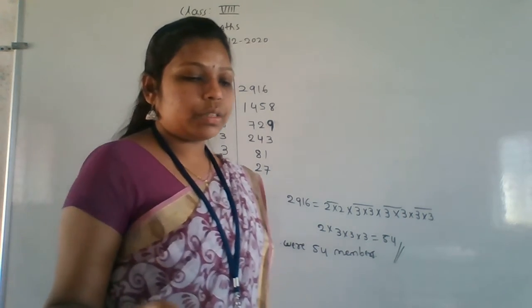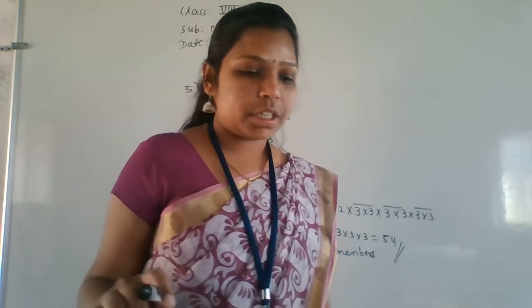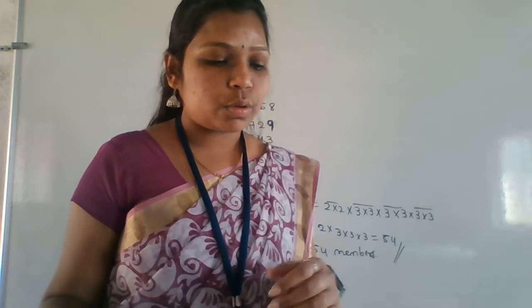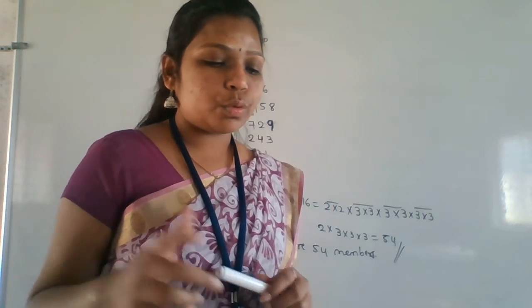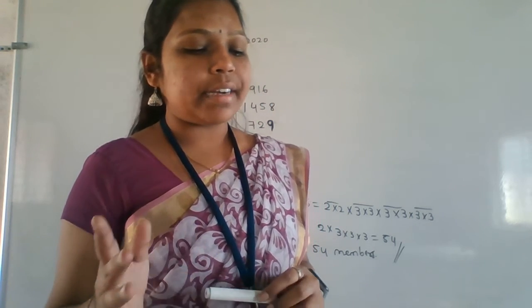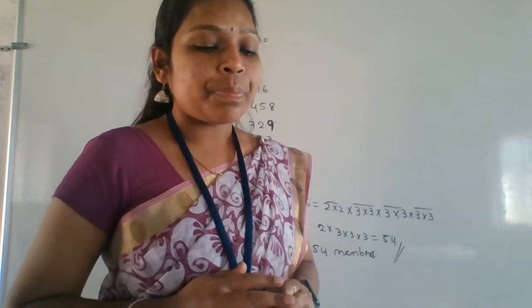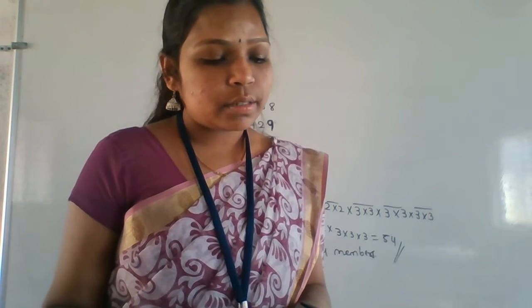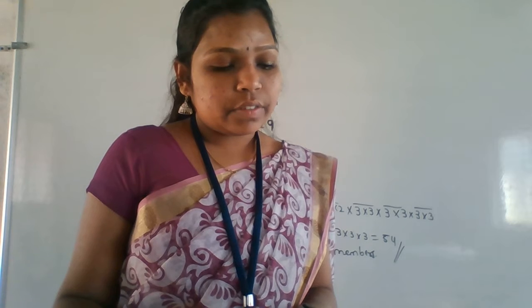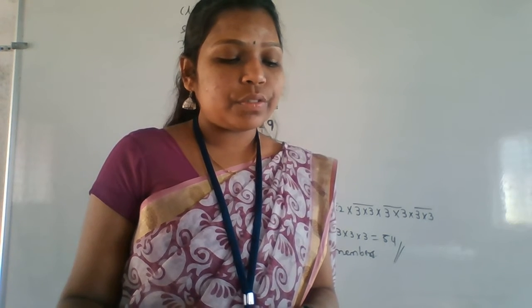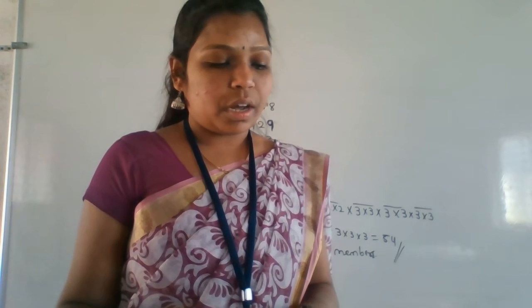Okay. So next go for the sixth question here. What is the sixth question? The perimeters of two squares are 40 meters and 96 meters respectively. Find the perimeter of another square equal in area to the sum of the first two squares.